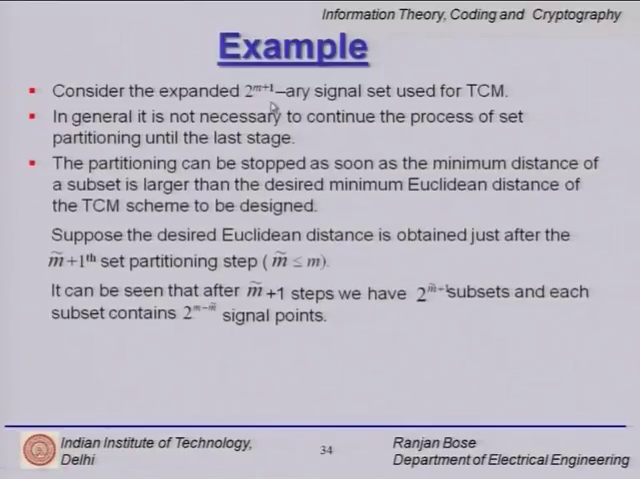So, again, consider the expanded 2 raised to m plus 1 signal set you use for TCM. We do not necessarily have to continue the process of partitioning till the last stage. Suppose the desired Euclidean distance is obtained just after the m tilde plus 1th set partitioning step, with m tilde less than m. Then it can be seen that in m tilde plus 1 steps we have got 2 raised to m tilde plus 1 subsets, each subset containing 2 raised to m minus m tilde signal points. So, as you go down, the number of signal points reduces, and you only have to go down to as many points as you have branches to assign to. So, you do not have to go right into the bottom of the pyramid.